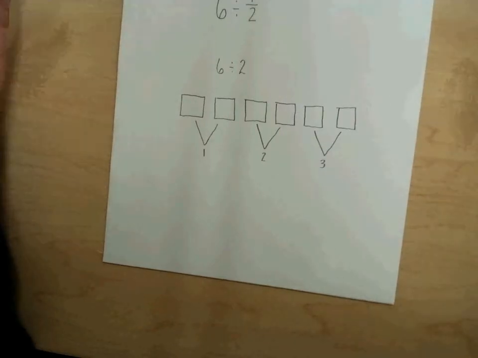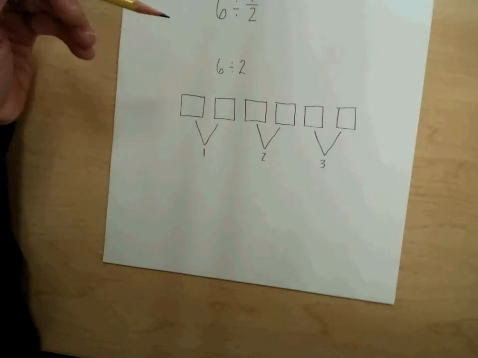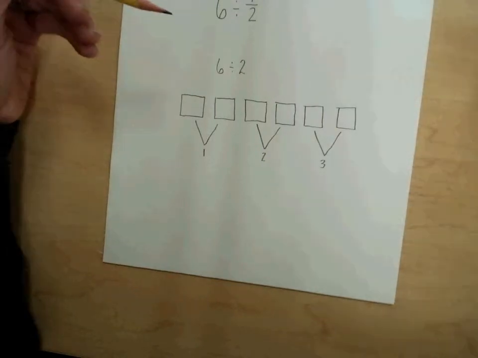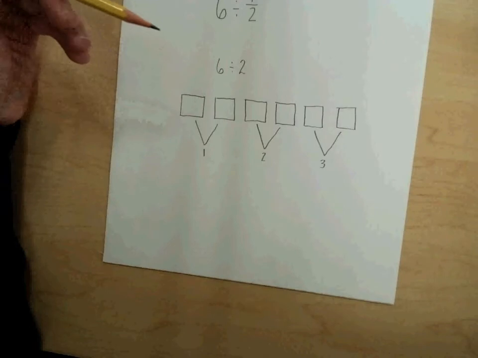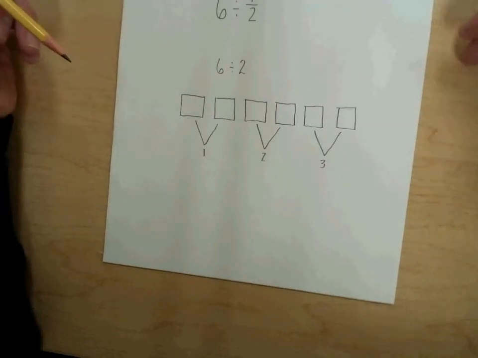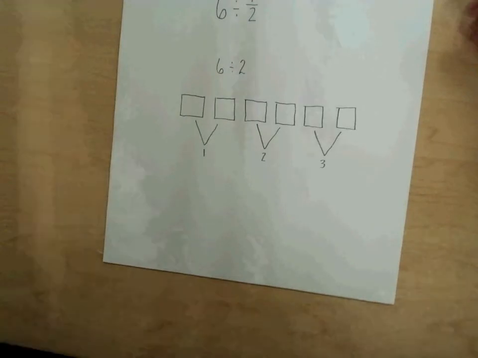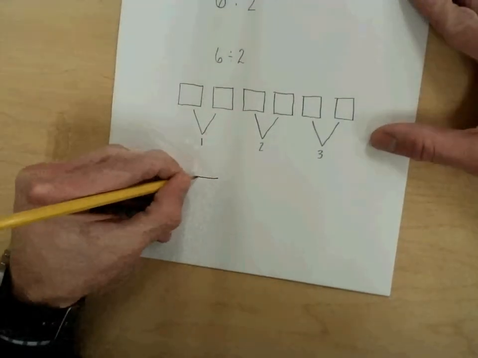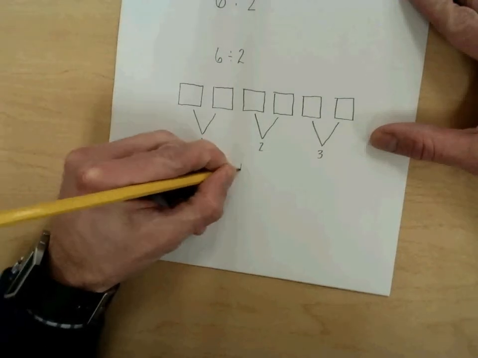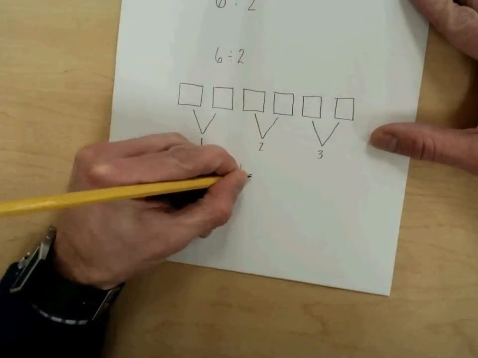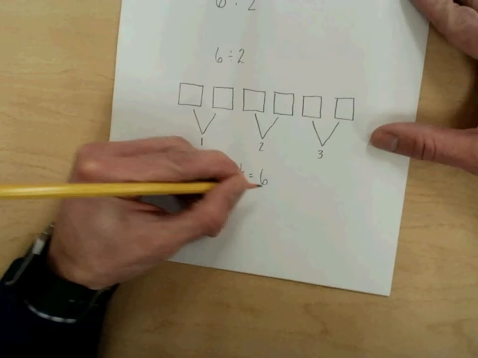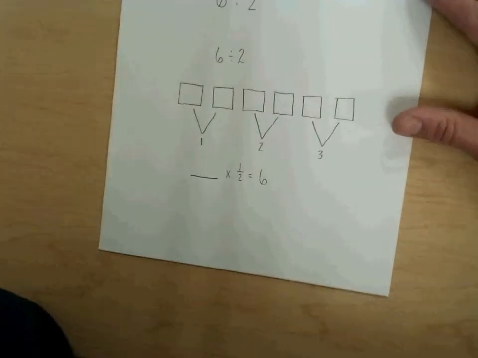If we want to solve 6 divided by 1/2, we need to think, how many halves are in 6? What times 1/2 equals 6? Now, let's think about this. How would we write that as a missing factor problem? We could go blank times 1/2 equals 6. This is interesting, isn't it?